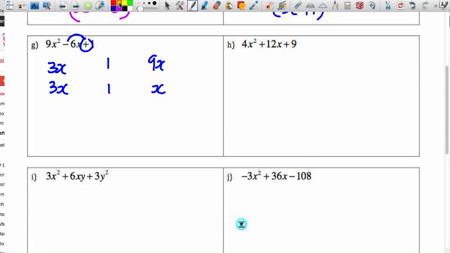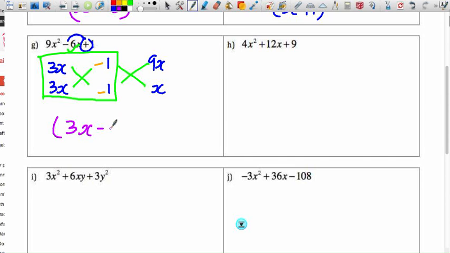Signs are the same, in this case both minuses, and so what we could do now is test our 3x factors, 3x and 3x with 1 and 1, or we could test 9x and x with 1 and 1. And so what you'll see fairly quickly once you get the hang of this is that these are the factors we're interested in, minus 3x to give us minus 6x, and we can go straight to our answer, 3x minus 1 all squared.